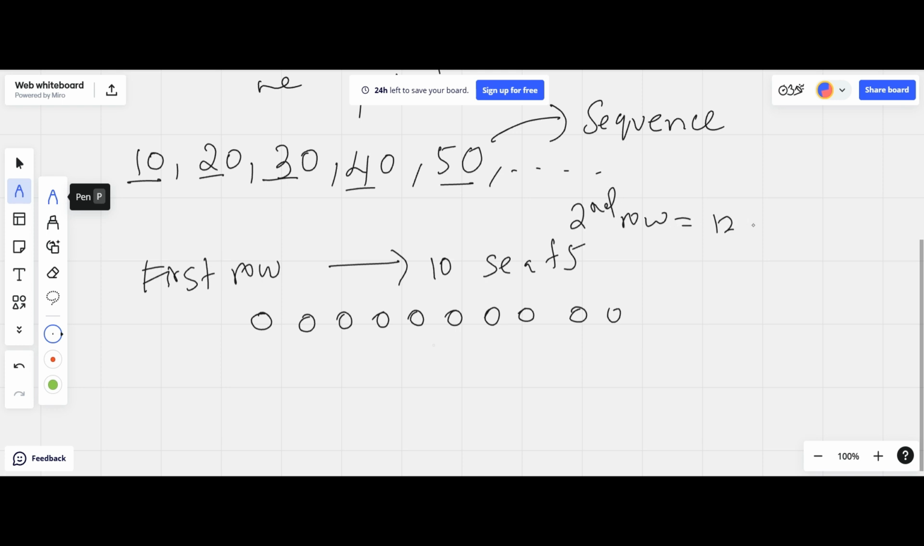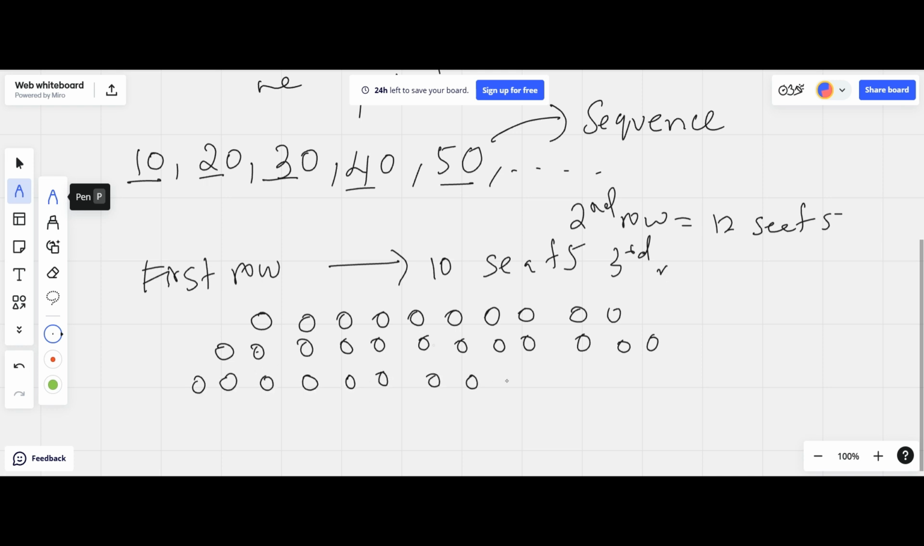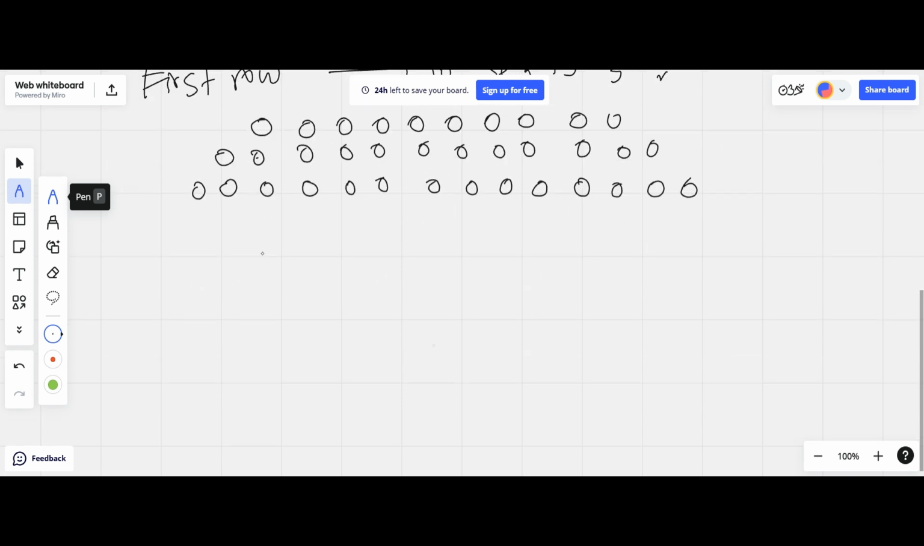In the second row there are 12 seats. In the third row there are 14 seats. Just imagine the theater is like this: first row 10 seats, second row 12 seats, third row 14 seats. Likewise it goes on. So you can write the number of seats in that theater as a sequence.